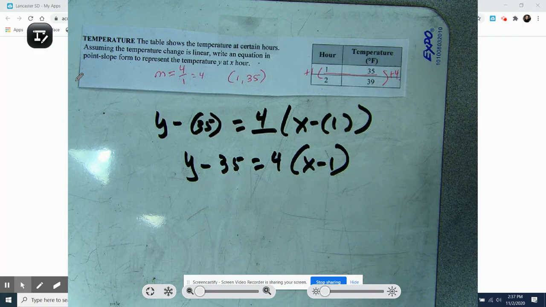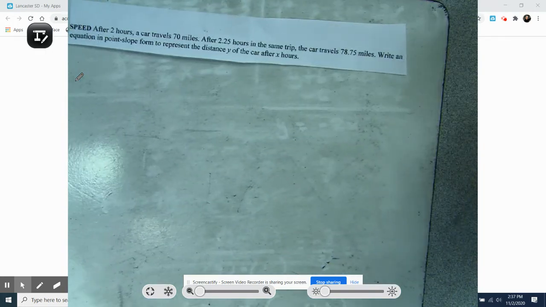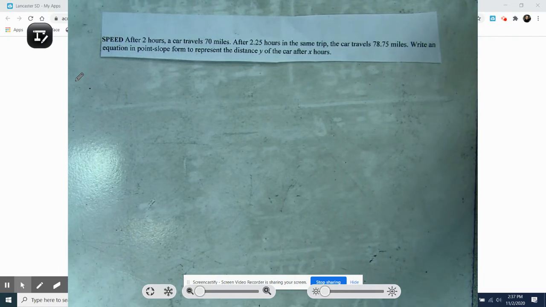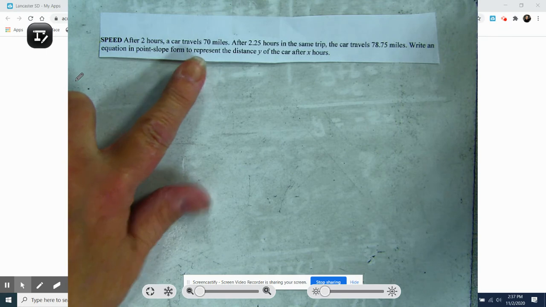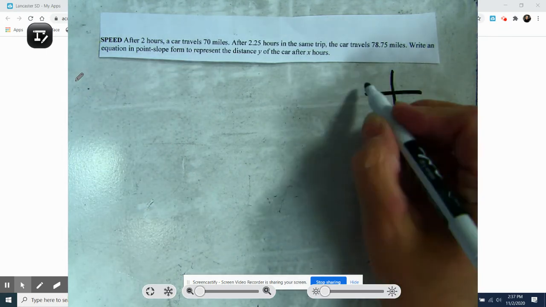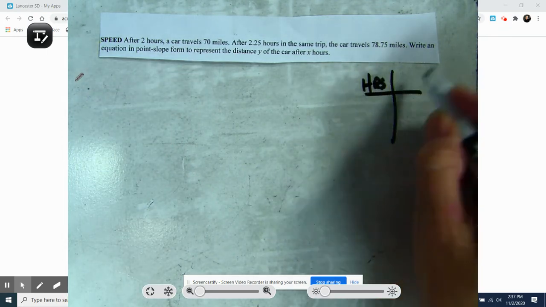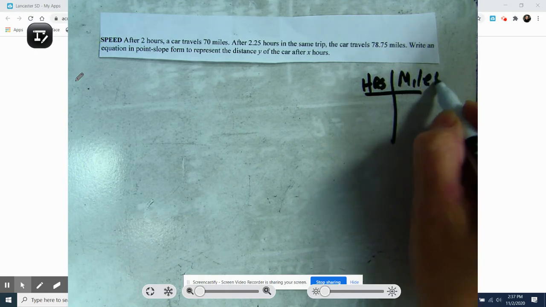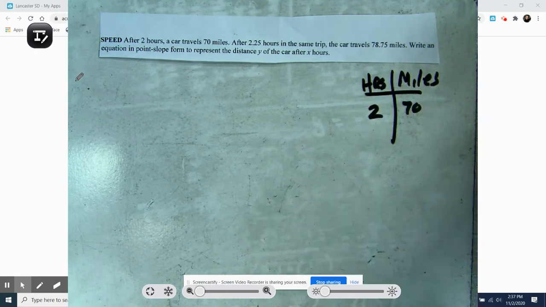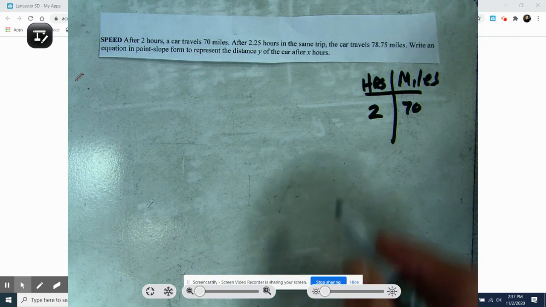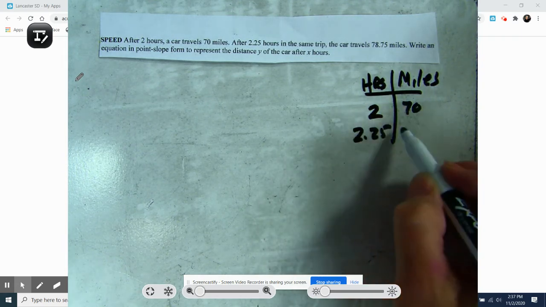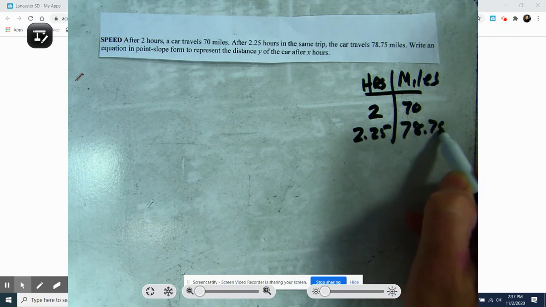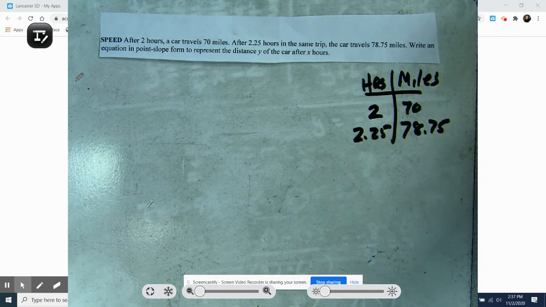Well, what if they don't give you a table in a word problem? What if instead they just give you words? Oh my, Mrs. A, what are we going to do? After 2 hours, a car travels 70 miles. Hours, miles. 2 hours, 70 miles. After 2.25 hours, it travels 78.75 miles. Well, I have my table.